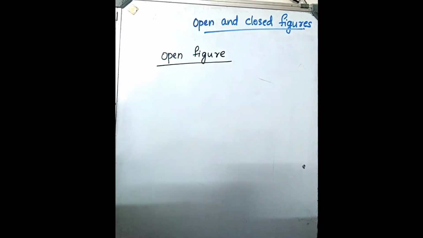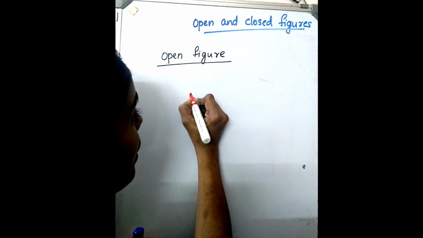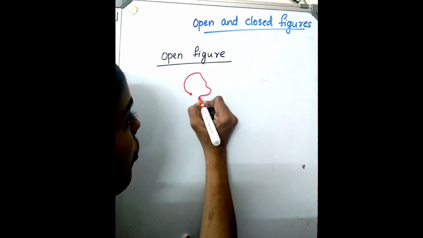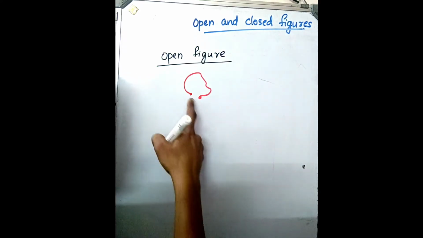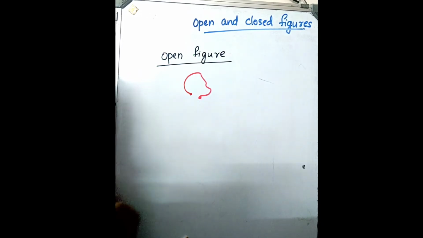Open figure. Open figure means a shape or a figure that begins and ends at two different points. Here, this figure begins at one point and ends here. Two different points, begins at one point and ends at the other point.